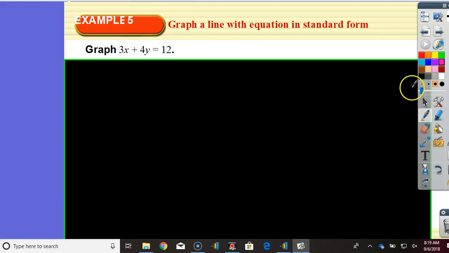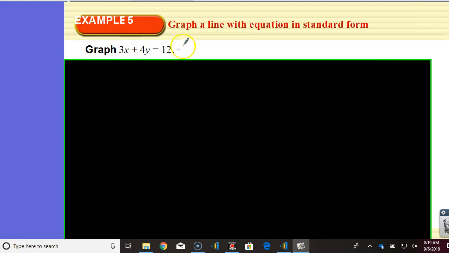Graph 3x plus 4y equals 12. All right, so this is standard form. Standard form is number x plus number y equals just a number. This is standard form of the equation, okay? The only thing that standard form is good for is to find your x-intercept and your y-intercept.